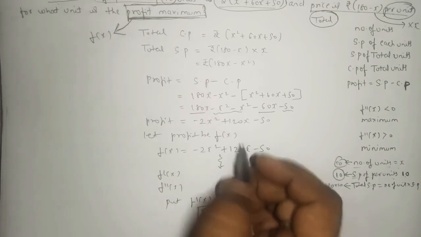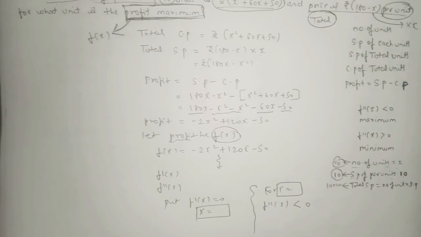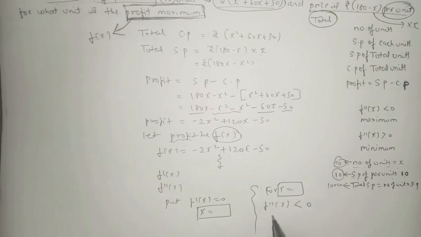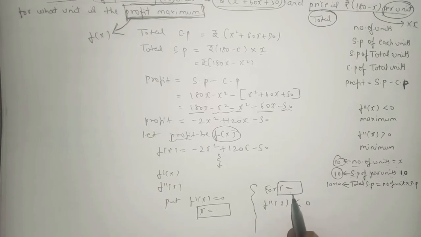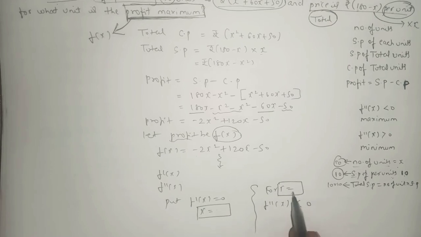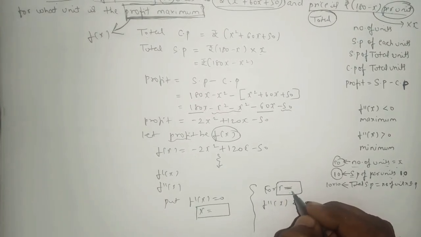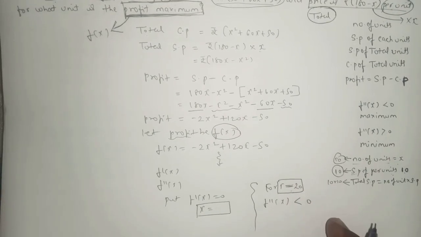So for this sum we took f of x as profit, so indirectly the profit will be maximum. So this is the proper way in which you will find your answer. After getting that value, for that value you will get the profit maximum. So suppose here you are getting the value of x as 20, so at 20 the profit will be maximum.